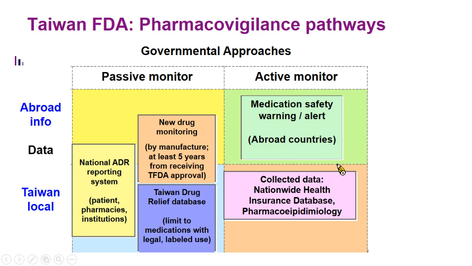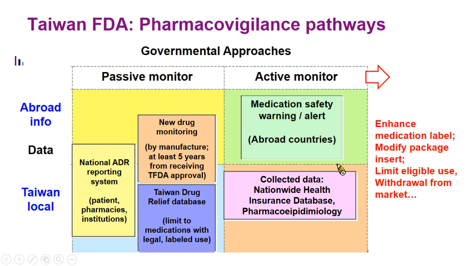And then from the local part, we are using the local nationwide health insurance database approach to collect our local data to see if any new study can be formed and can generate useful information, and also from the other pharmacoepidemiology studies, as you can imagine.